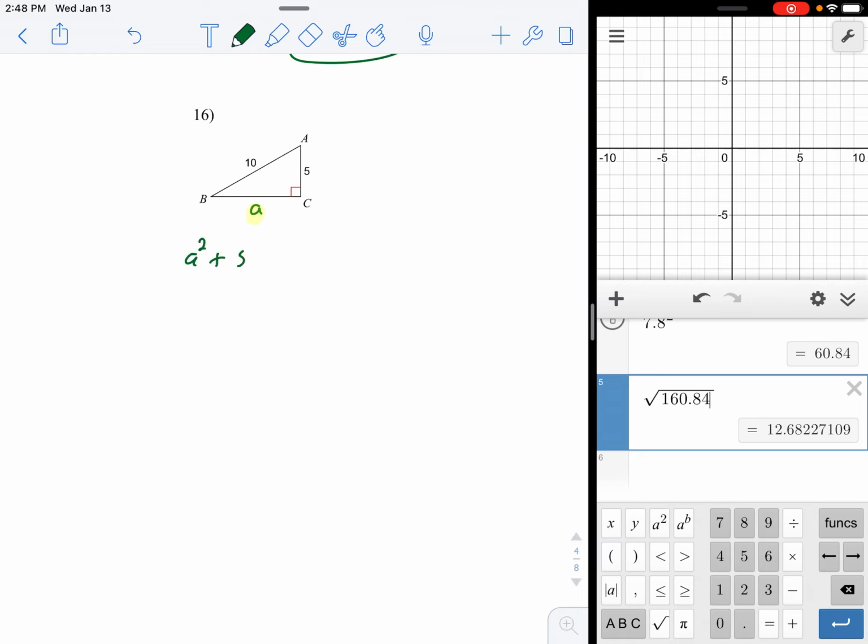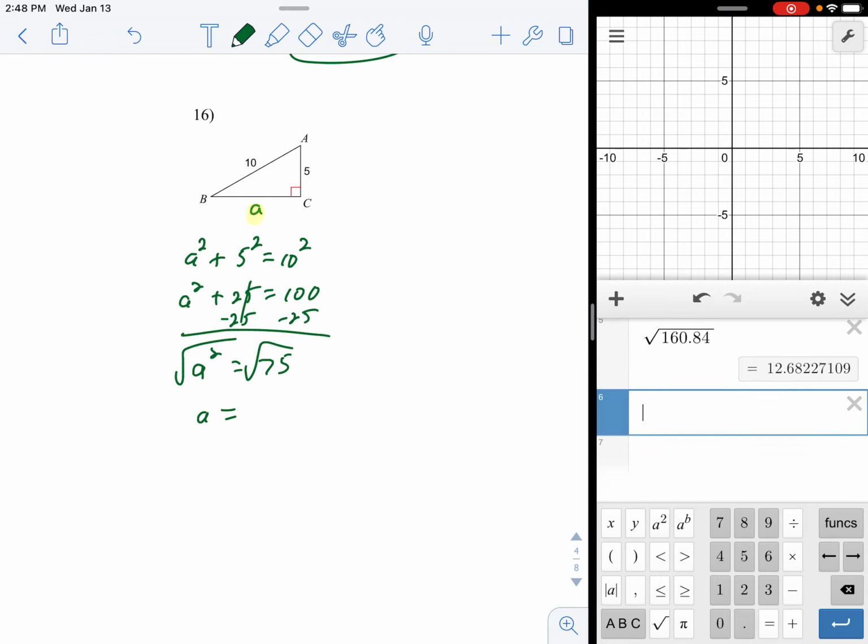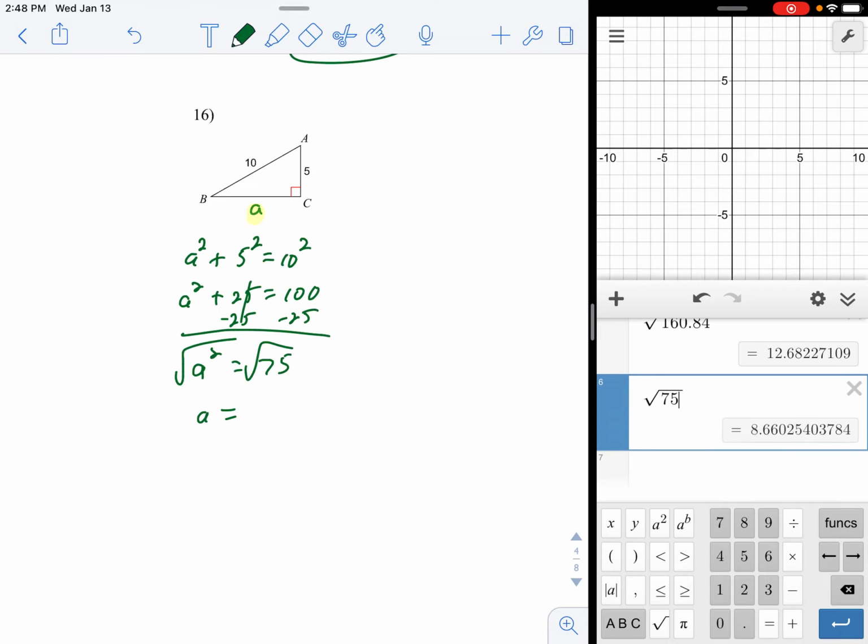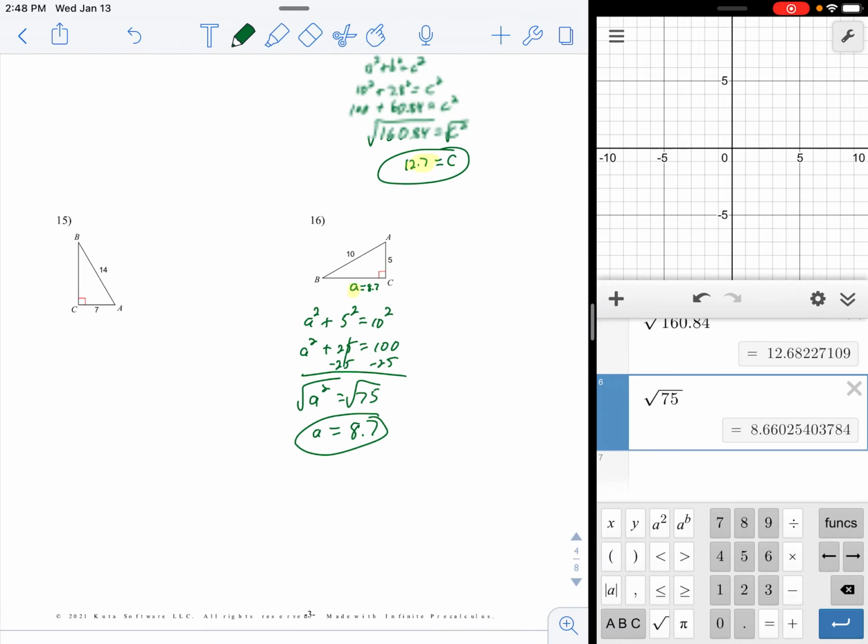A squared plus 5 squared equals 10 squared, or a squared plus 25 equals 100. Subtract 25. A squared equals 75. Square root both sides. What's the square root of 75? I don't know. It's 8 point something. Square root of 75 is 8.7. So this side is 8.7. No trig there, right? We just used geometry.